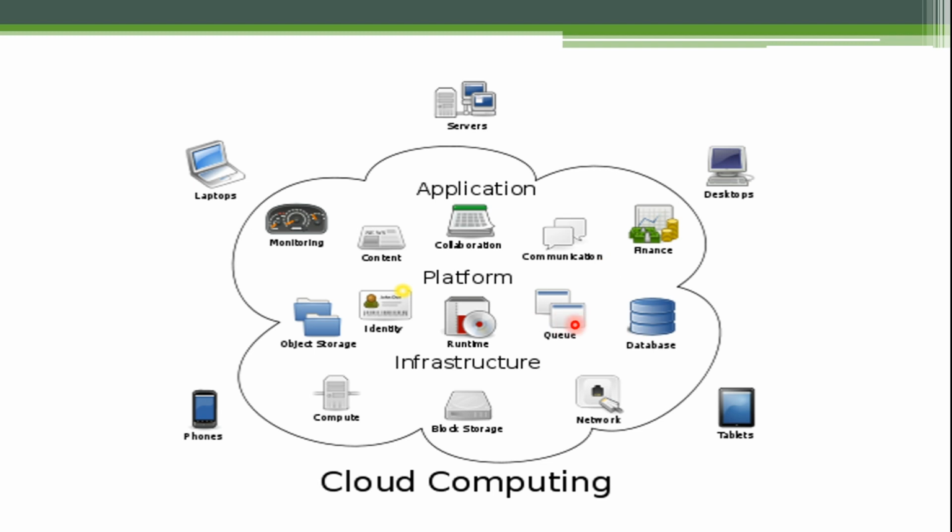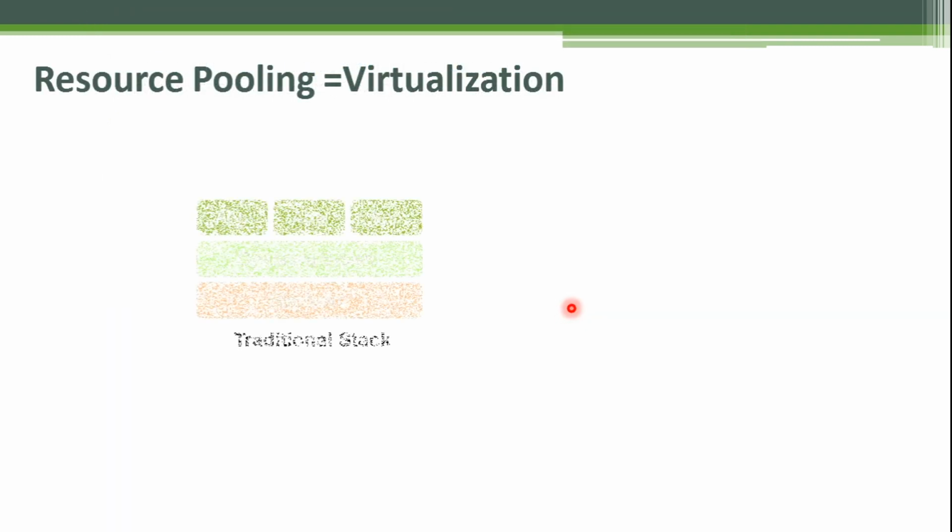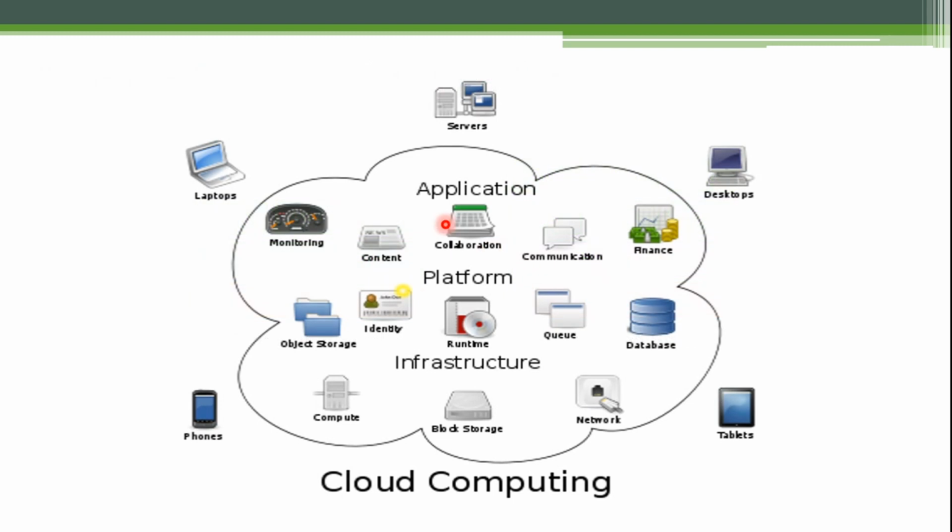Okay, this is just a different image to explain the same thing. Compare it with this image here. So there are three delivery models: SaaS, PaaS, and IaaS. That's what is being explained here.